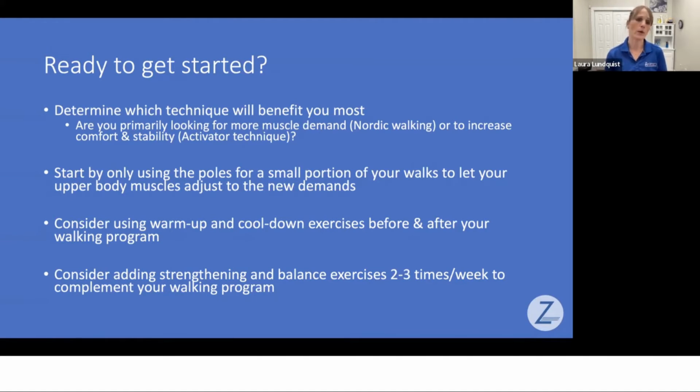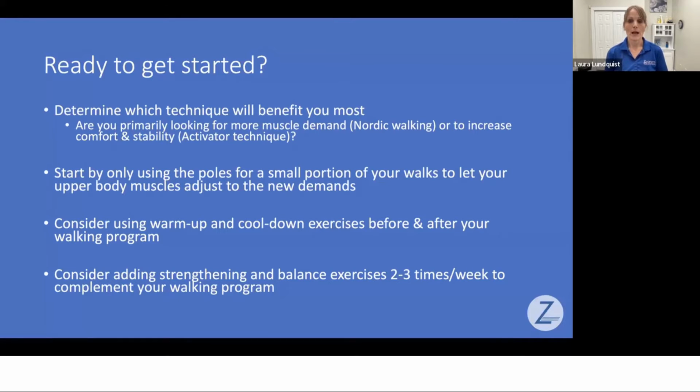I always suggest that people only start using their poles for a small portion of the walk at the beginning to let your upper body muscles adjust to the new demands. Again, it doesn't feel like a lot, but because our upper body isn't used to being used when we're walking, it is a lot of repetitive use of those muscles, which is totally healthy, but sometimes it does take our tissues a little bit of time to get used to it. So I'll usually suggest, if you normally go out for a 40-minute walk, maybe take those poles for 10 minutes and then drop them off at home and carry on for the rest of your walk, or even just carry them with you. But do allow your body some time to build the strength to be able to use them throughout the walk.